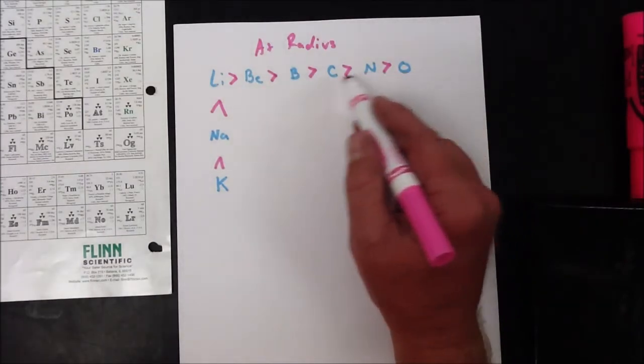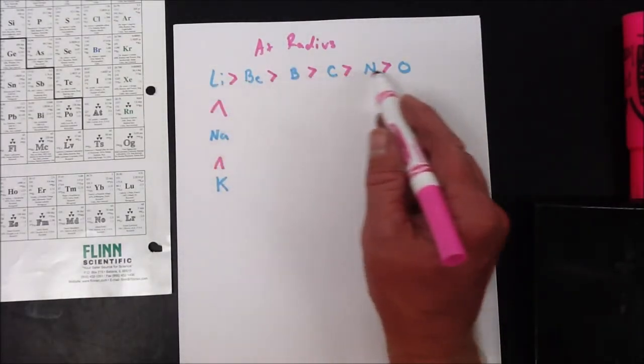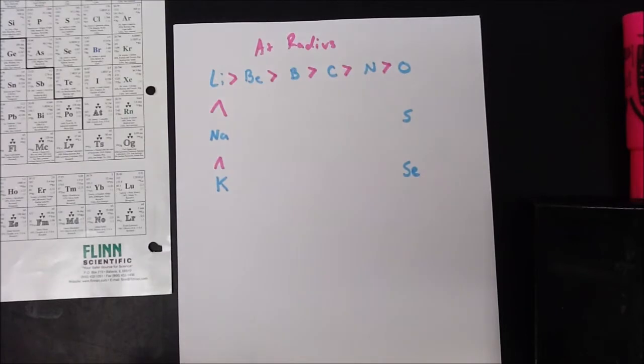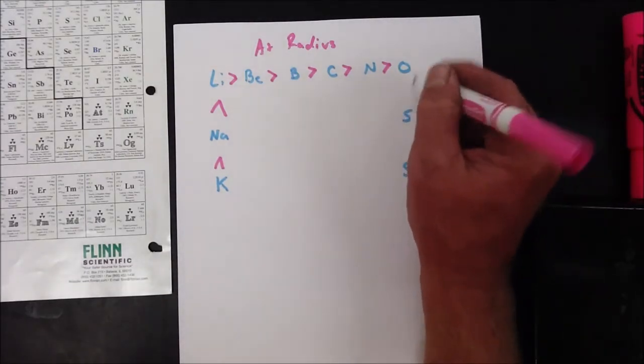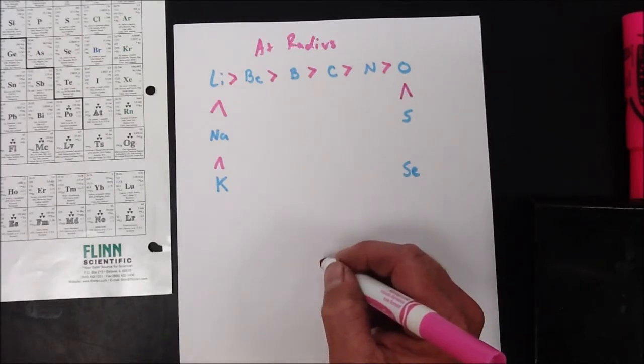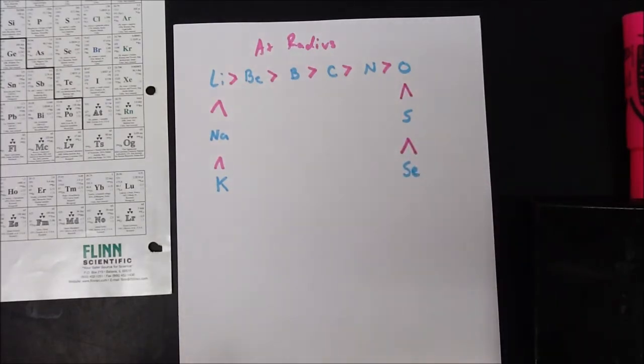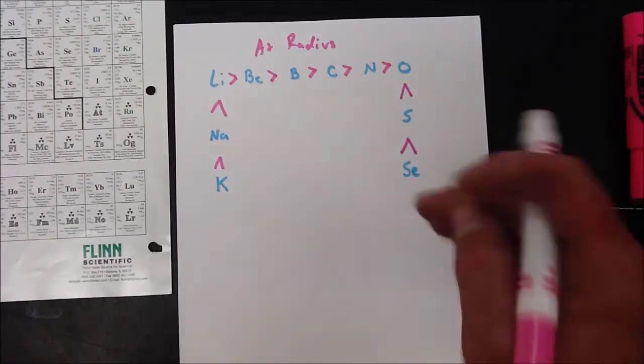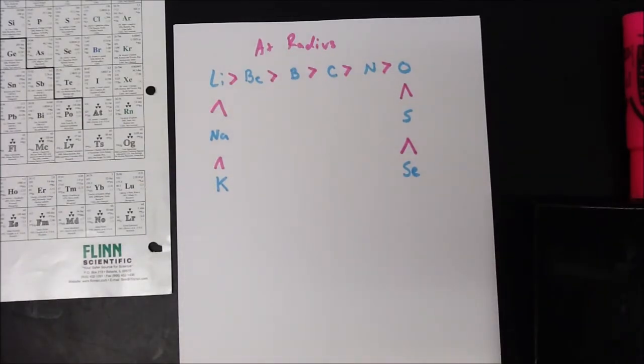So oxygen is the smallest of all of those across the top, and actually of all of them that I have done so far. Now, compared to oxygen, sulfur is bigger, more shielding in sulfur. Selenium is the biggest because it has more shielding than sulfur or oxygen. So let's see how we did.